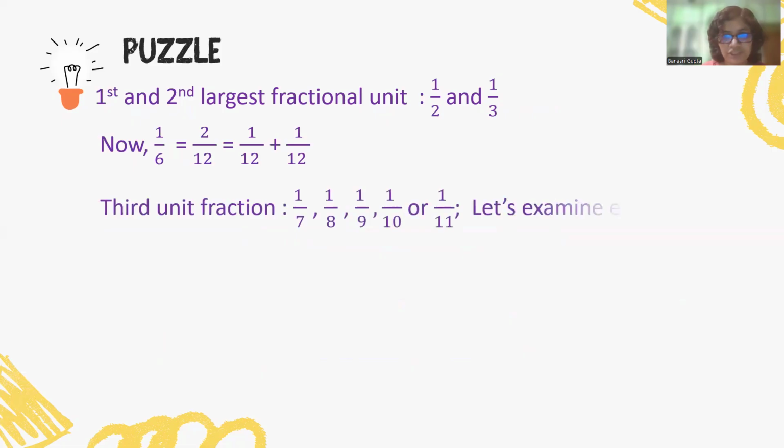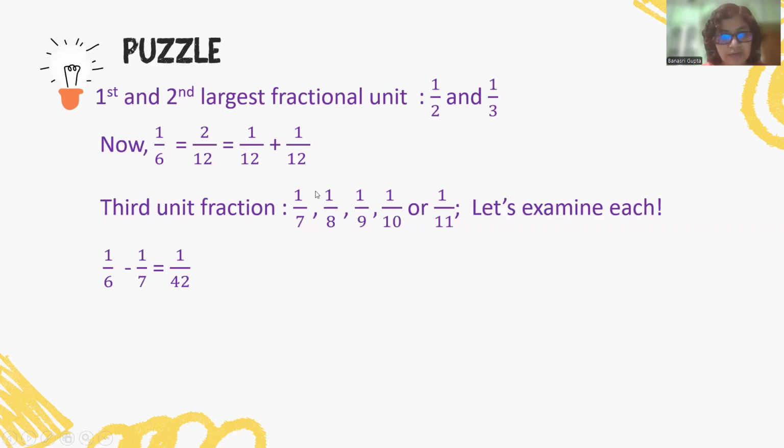So the third fractional unit, let's examine each. Instead of 1/12, we will replace it with 1/7 and find the other one, because these two are the same. So we have to replace one with a lesser and one with a greater number. Both the things should add up to 1/6.